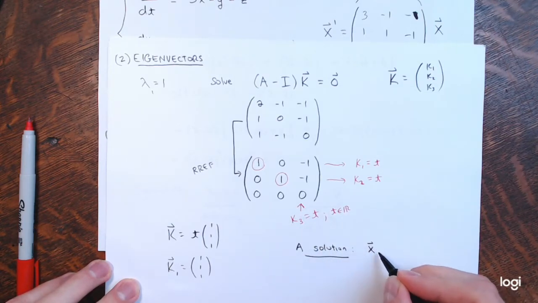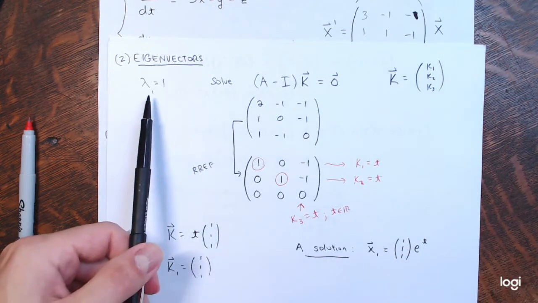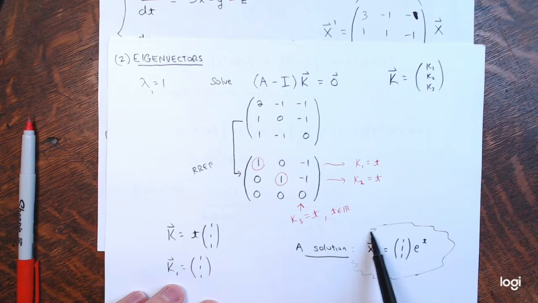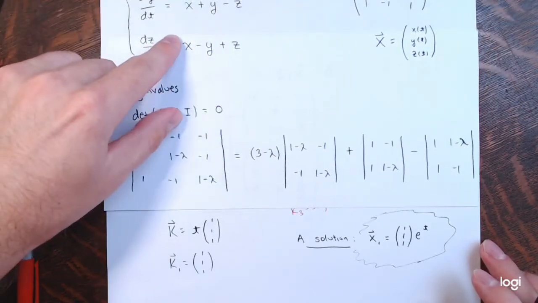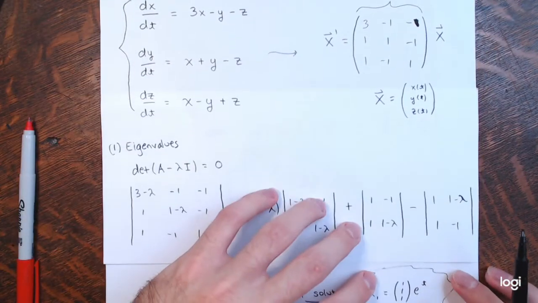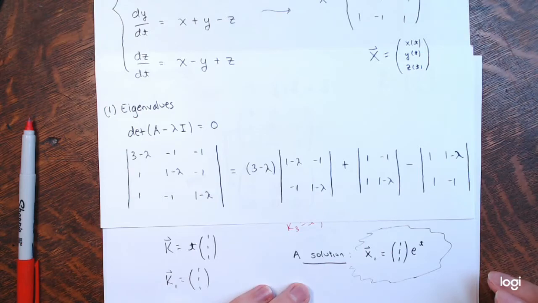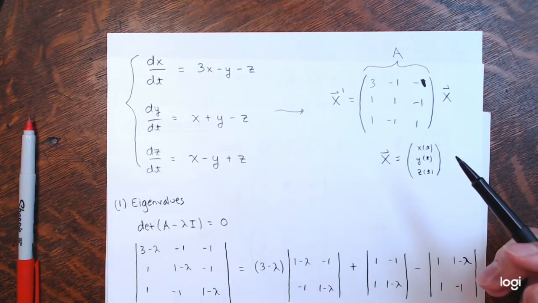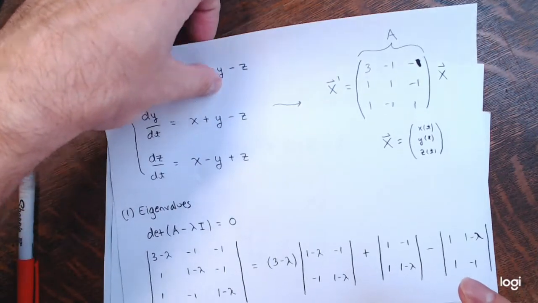I'll call it x1 equals 1, 1, 1 times e to the 1t. Alright, replacing lambda with 1. So this will be part of the general solution, and if you want to verify, you can go back to the original system and check to see that when x equals e to the t, y equals e to the t, and z equals e to the t, all these are true. But again, I'll leave that to you to verify for yourself.